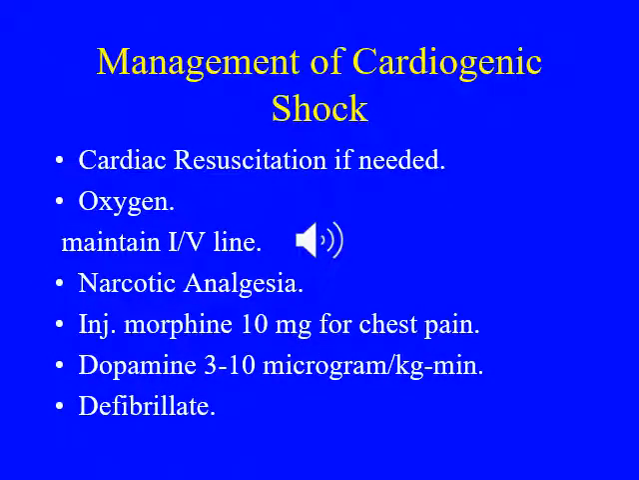Management of cardiogenic shock. Number one, we have to give oxygen. We have to maintain an adequate IV line. In patients presenting with acute myocardial infarction, we have to give them narcotic analgesics like morphine 10 mg for chest pain relief.